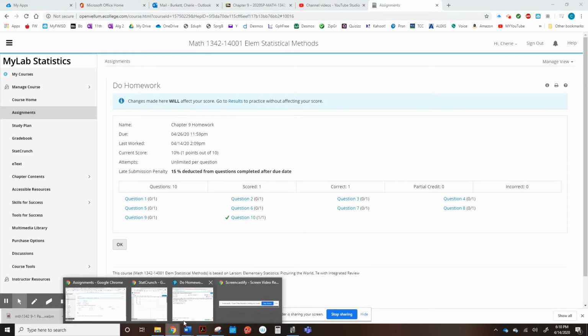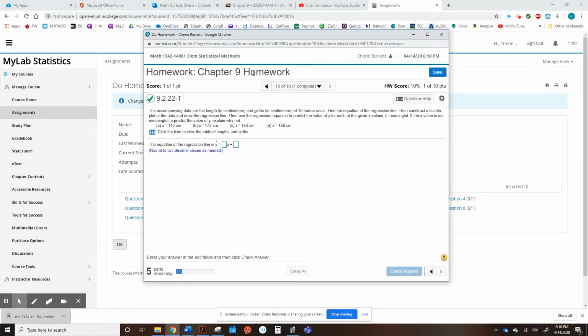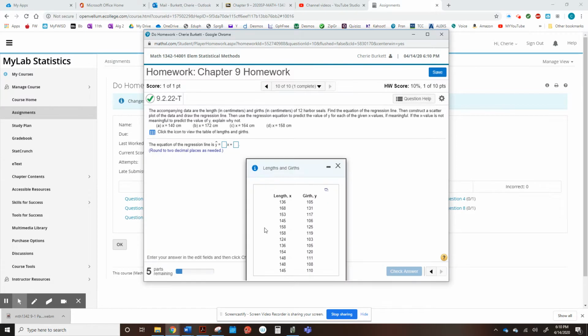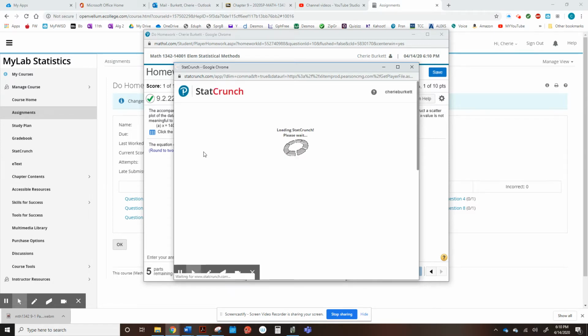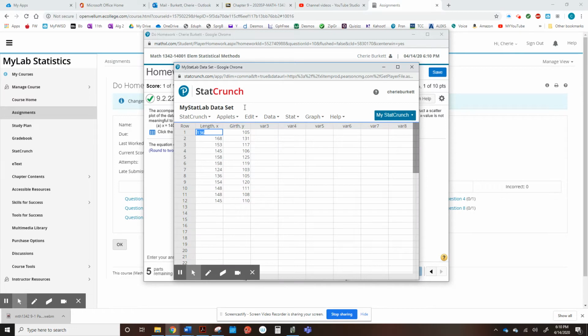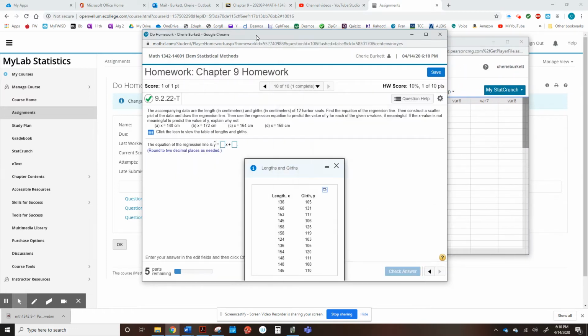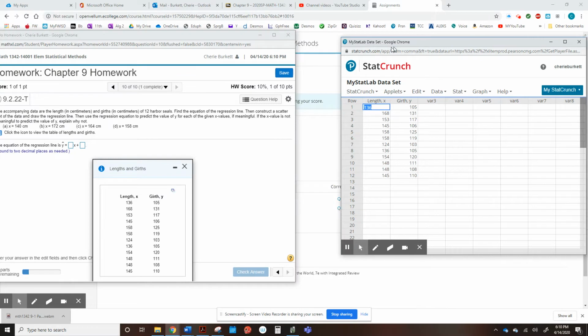Okay, so I also wanted to do one of your homework problems and show you that you can do it on StatCrunch without having to enter the data yourself, it'll enter it for you. Click on this little icon, it gives you the numbers. You click on this, it'll open it in StatCrunch for you. So it'll have all that information there. See, it has the numbers in there for you. So you are ready to rock and roll now.